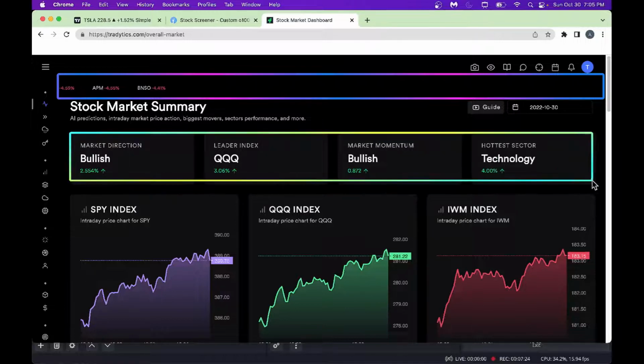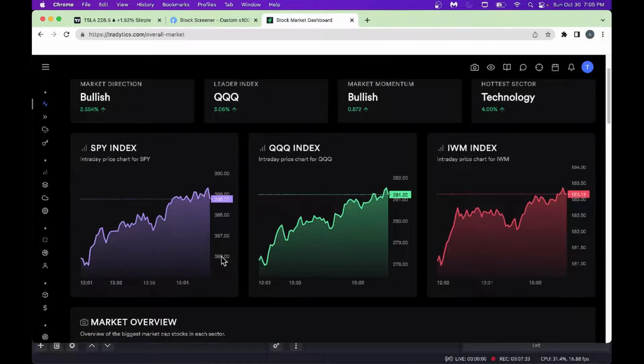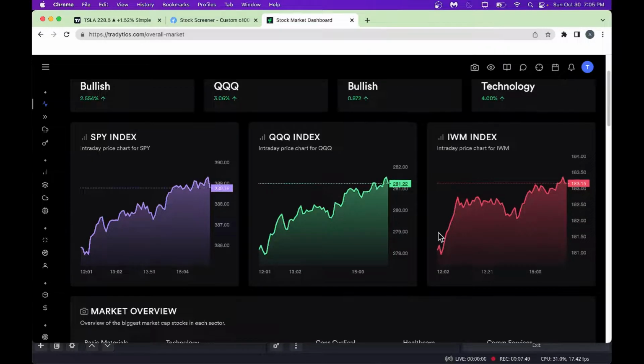Technology, the hottest sector, is 4% up, as you can see here. You've got a nice indication here. And then you could look at the SPY. From a SPY perspective, SPY is doing great. Look, it's exploding higher. The best month since 1972, as many of you might already know. QQQ is doing well, and you've got IWM also doing well, as you can see here. That tells you about these indices.